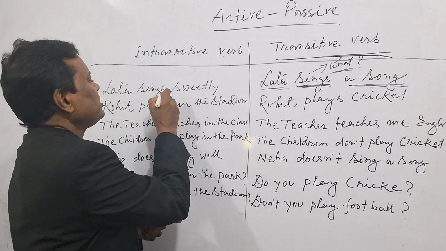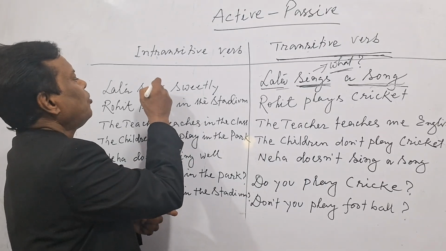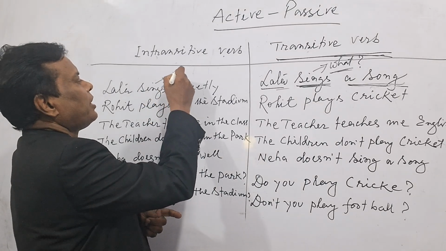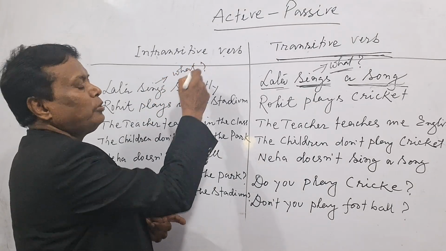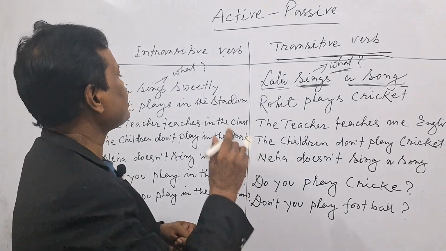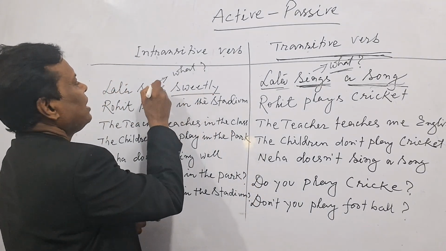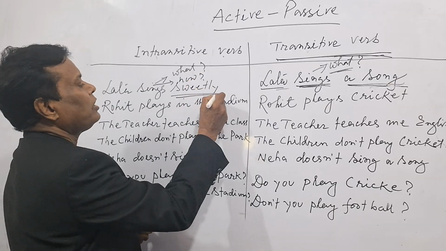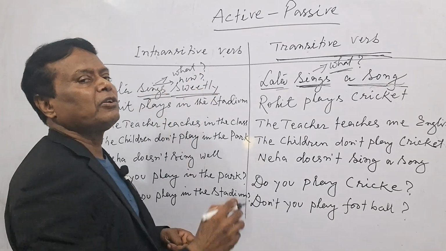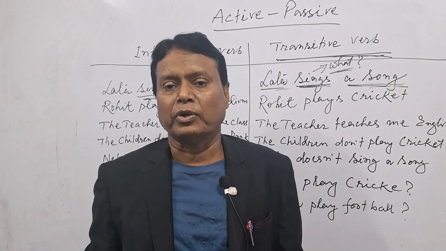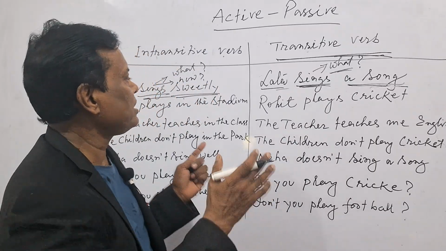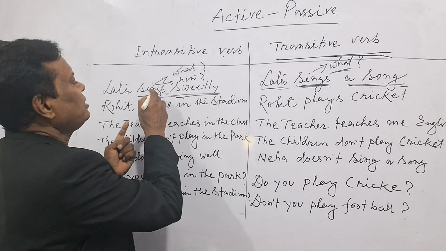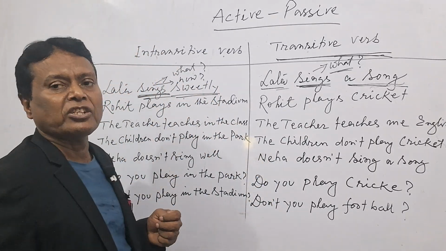लता सिंग्स, हाउ? लता सिंग्स व्हाट क्वेश्चन पुट करो, जवाब नहीं है. लता सिंग्स व्हाट? We don't get any answer. लता सिंग्स हाउ? स्वीटली. हाउ का जवाब है हाउ. If we put the question how in front of any finite verb, then only we get an adverb, not an object. So this is called intransitive. We cannot change. These things cannot be changed.